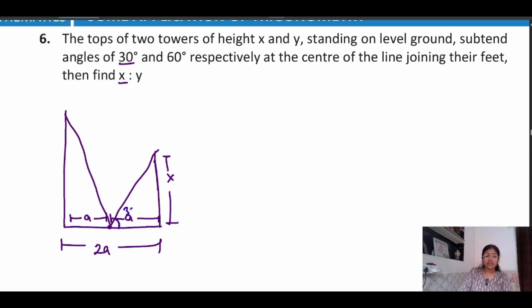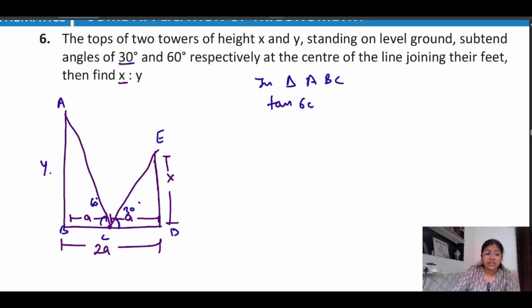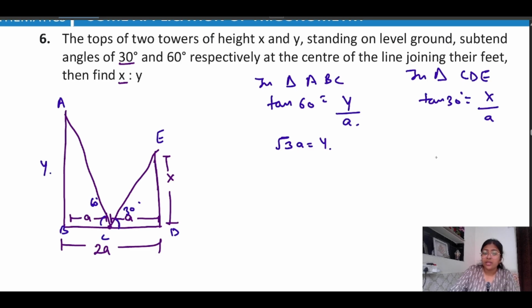Yes, this is angle 30 and this is angle 60 and this is y. Okay, use the concept in both the triangles ABC and CDE. In triangle ABC, tan 60 equals y over a. The value of tan 60 is root 3, so root 3 equals y over a. Similarly, in triangle CDE, tan 30 equals x over a. So x is equal to a over root 3.